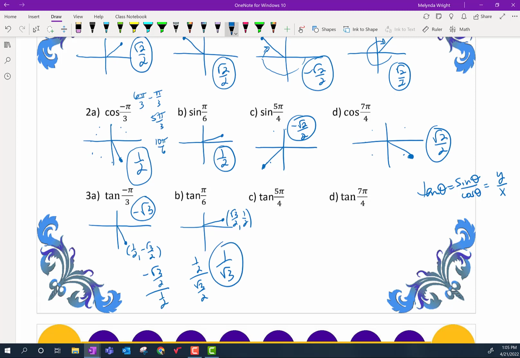Now, I hate to spoil the fun, but for all the 30, 60, 90s, tangent of any of the 30, 60, 90s is going to be either root 3 or 1 over root 3, either positive or negative. I mean, that's your only choice.